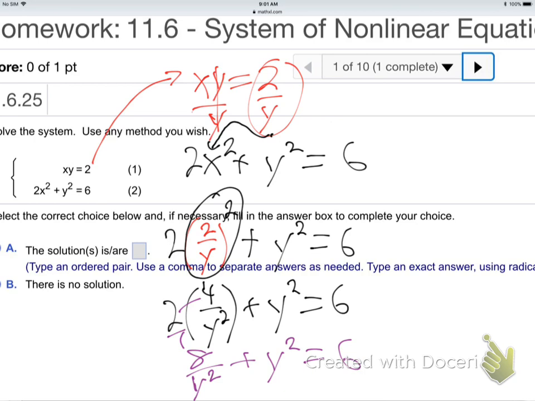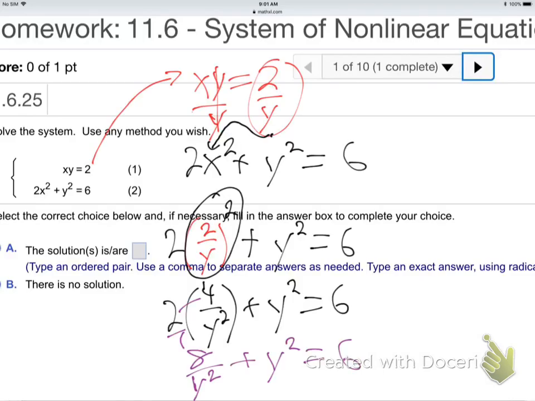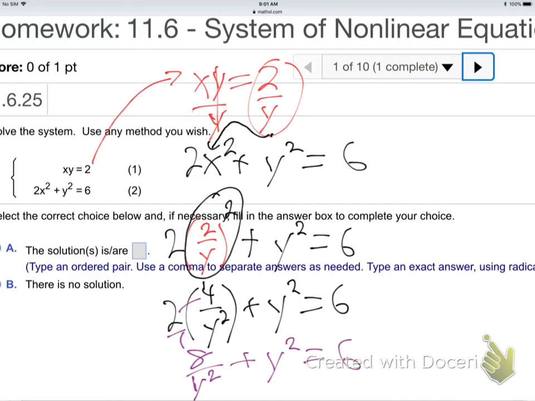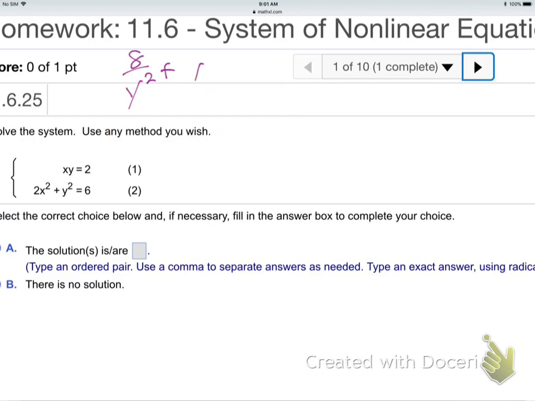I'm going to go to a fresh screen here so we can keep working. These are a little bit long. I think they're pretty regular. I think you know what to do in general. They're just kind of long. So 8 over y squared plus y squared equals 6. Now it gets a little more tricky. We're trying to solve that thing.